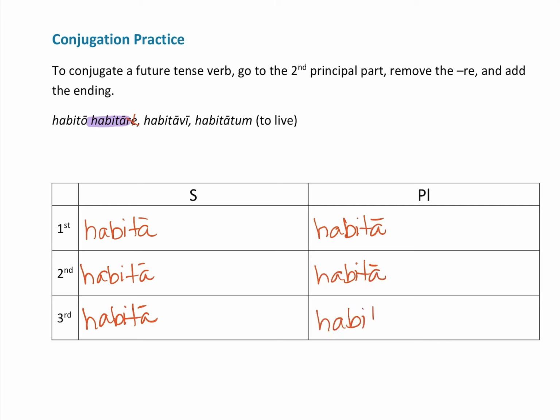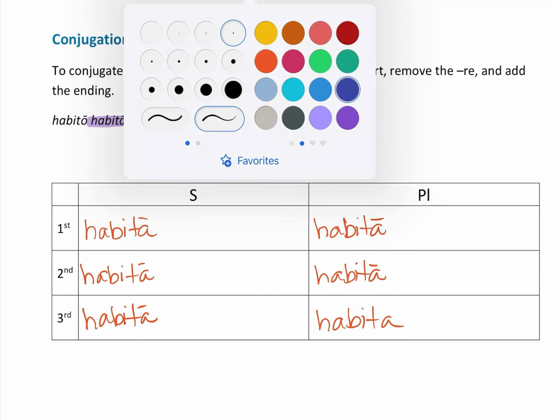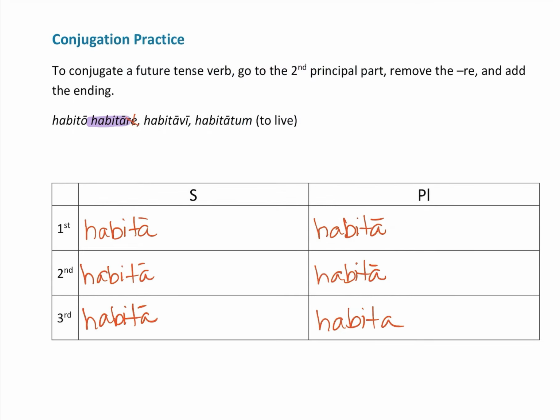All right, and now we're just going to write our endings. I'm going to change the color again to help you see them better. Habita, remember: bo, bis, bit, bimus, bitis, bunt.